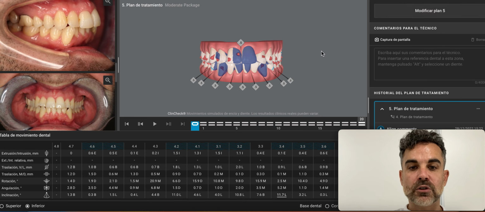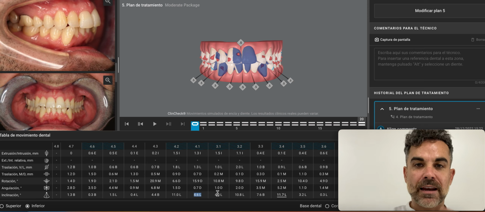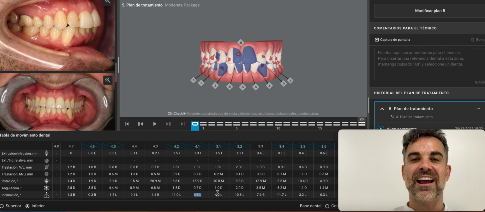So we're pretty sure that the movement of tooth 41 is taking 4.6 degrees to lingual, and it is okay and ready to approve, applying common sense to aligner biomechanics.